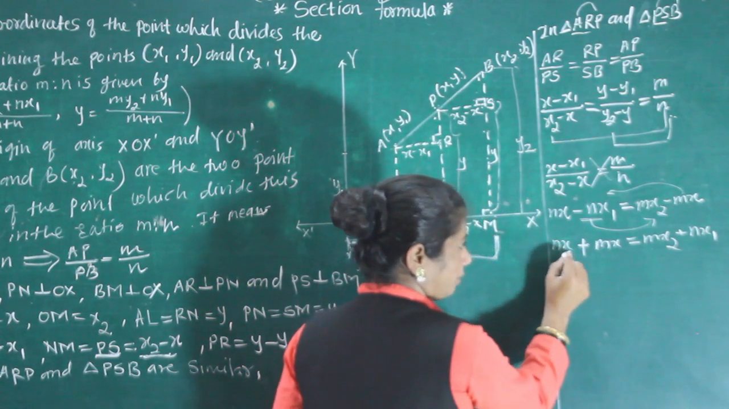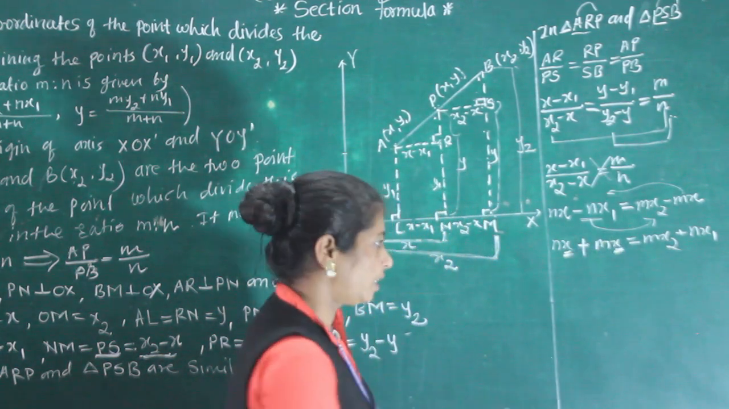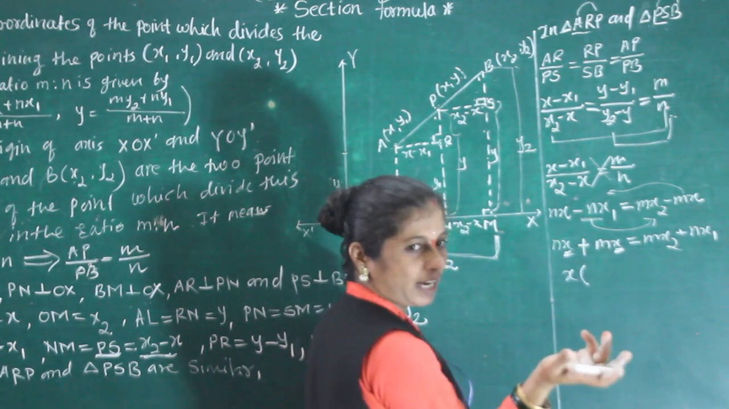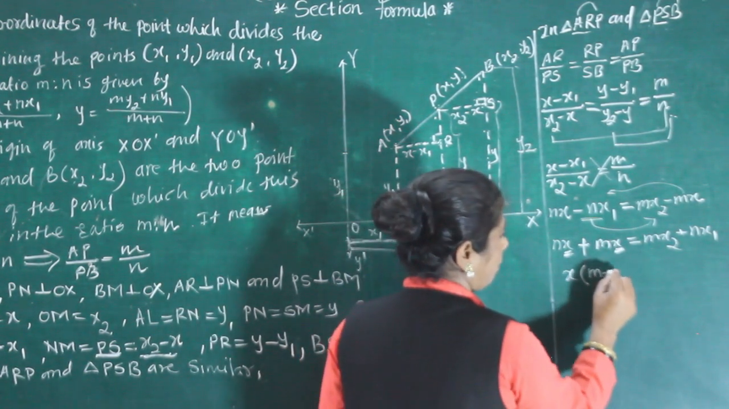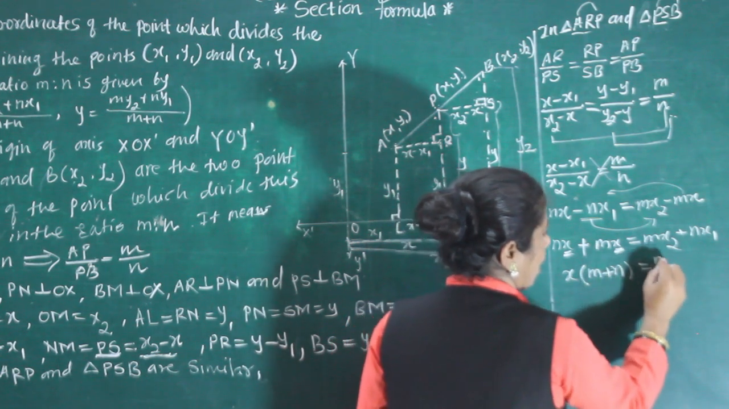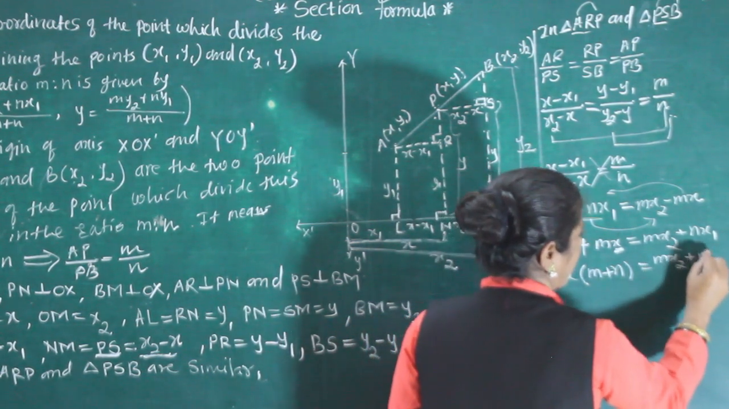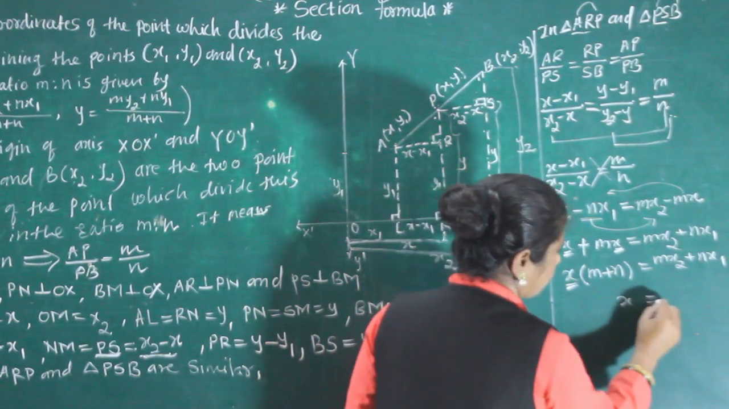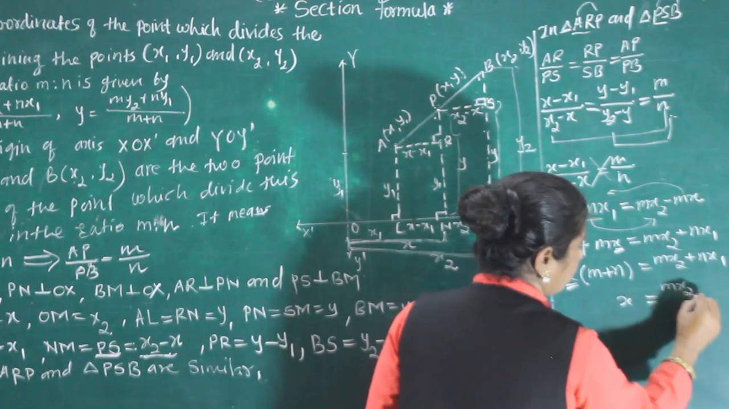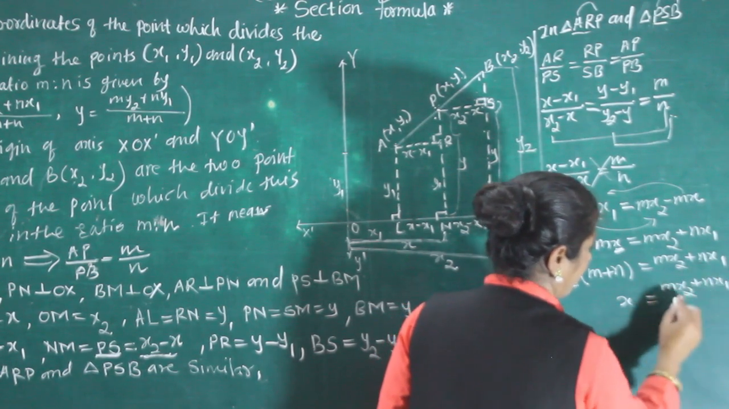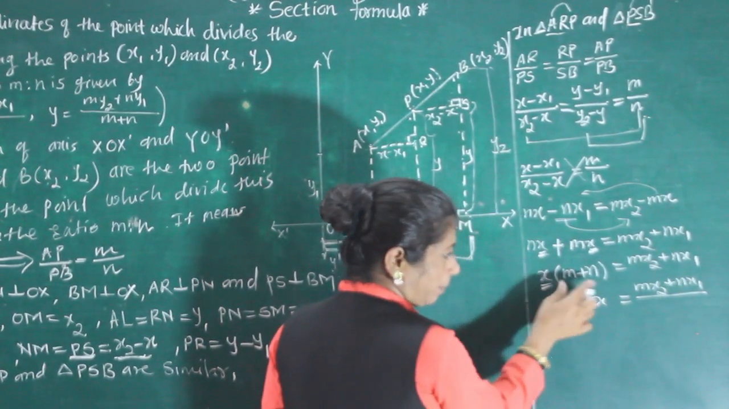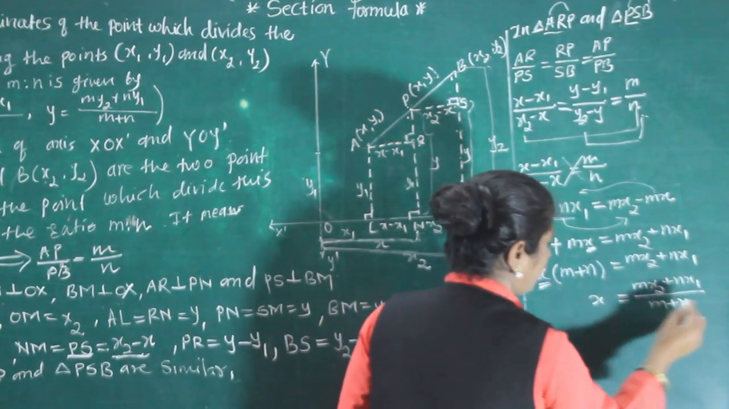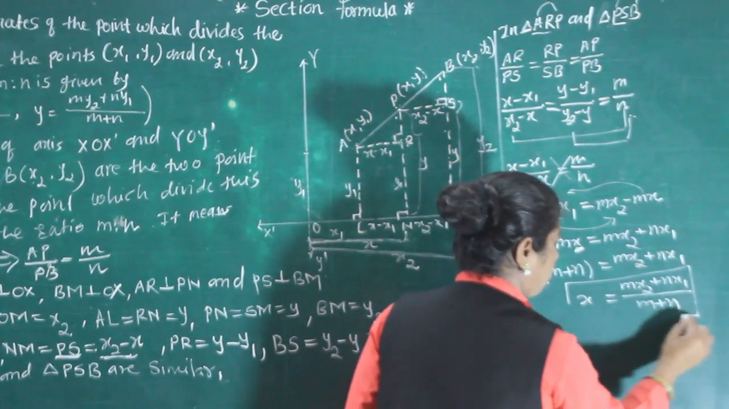Here we take X common in the bracket, so m plus n is written. X times m plus n equals mX2 plus nX1. Now we have to find X, so X equals mX2 plus nX1 upon m plus n, as the bracket will come to divide. Here we got the x coordinate.